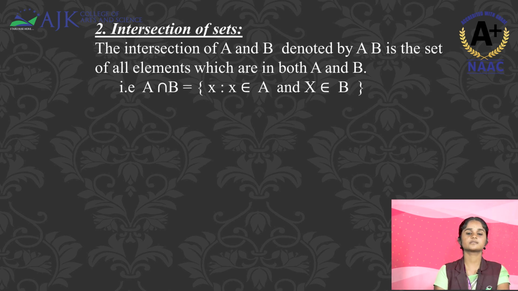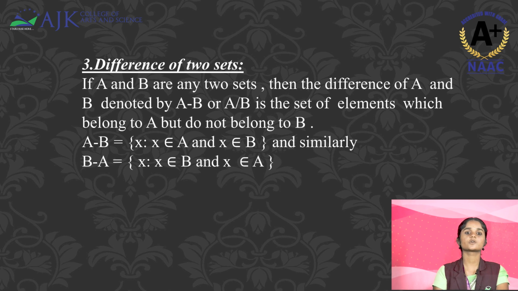So next type is difference of two sets. So if A and B are any two sets, then the difference of A and B denoted by A minus B or A divided by B. Here the symbol divided by is used to denote a difference of a set. For example, A minus B equal to set of all X such that X belongs to A and X does not belong to B. And similarly, B difference A means X such that X belongs to B and X does not belong to A.